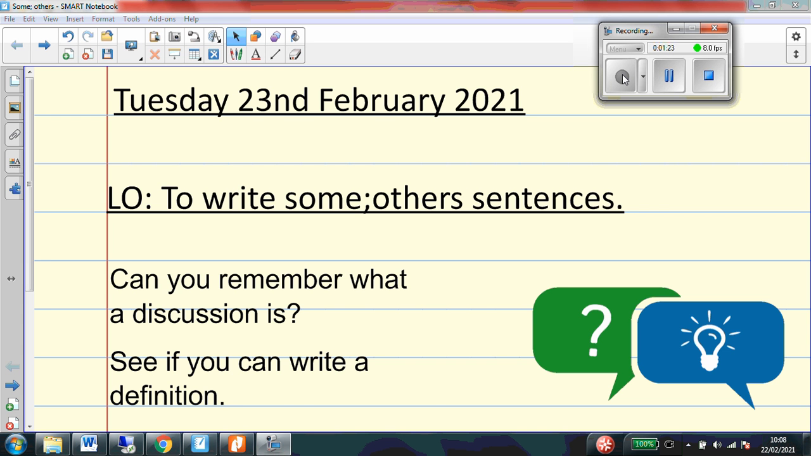Okay, hopefully you have remembered that a discussion is when you have to give two sides of the argument. So in our discussion, we were looking at why people should have a dog, and we were looking at why people shouldn't have a dog. So we looked at both points of view.